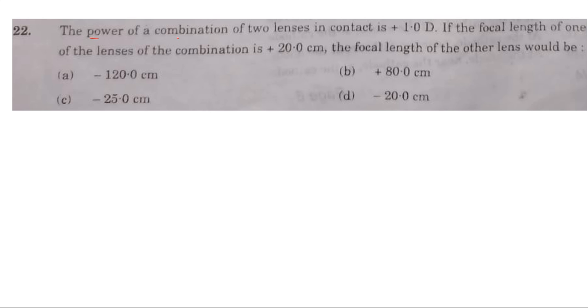The power of a combination of two lenses in contact is 1 diopter. If the focal length of one of the lenses of the combination is 20 centimeter, the focal length of the other lens would be -25 centimeter. That is the correct answer.